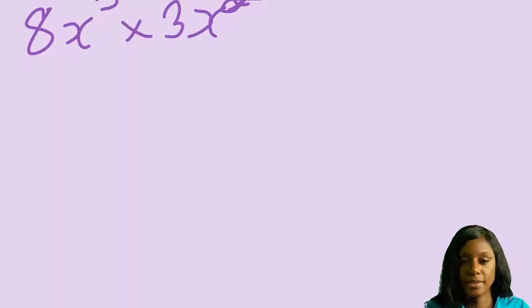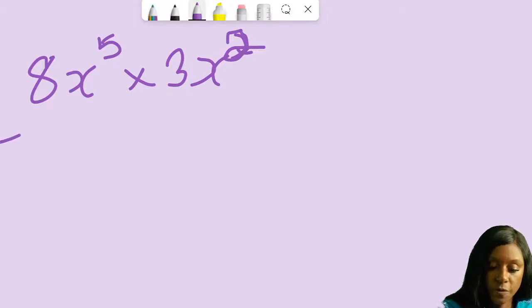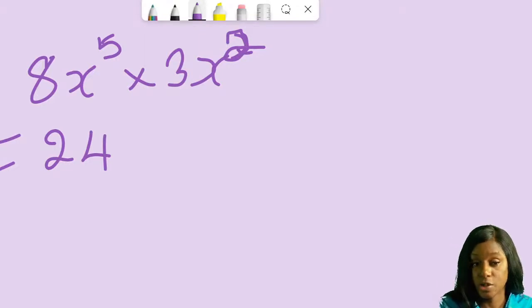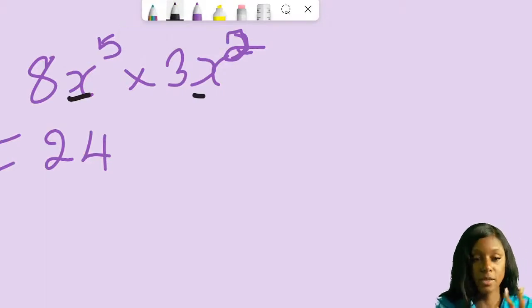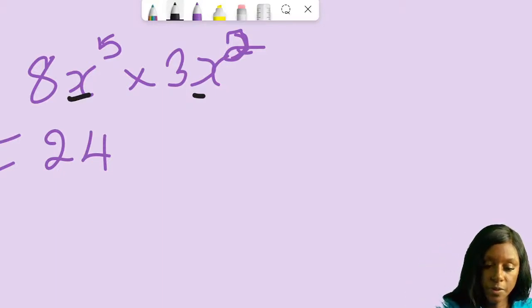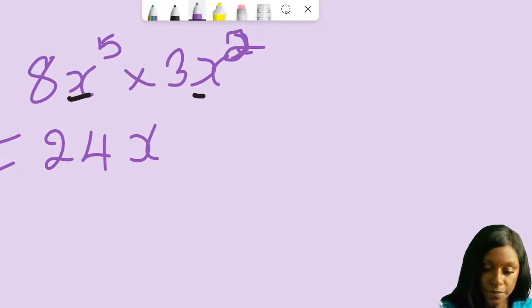So we had 8x, let me bring this down, 8x to the power of 5 multiplied by 3x to the power of 2. So again, you multiply your coefficients, 8 times 3, which is 24. And because we are multiplying, associate multiplication with addition. Again, our base here is the same, x. So we are multiplying, the base is the same, you simply add the powers to make it simpler. So you simply say x to the power of 5 plus 2, which is 7.